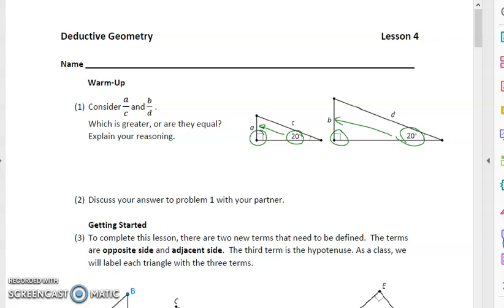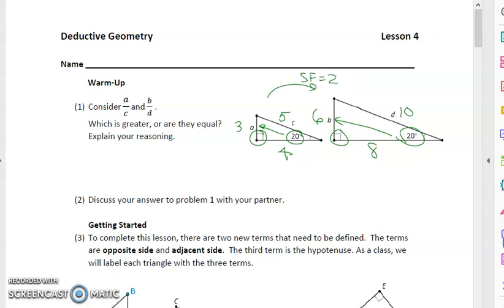So, for example, if I was doing a 3, 4, 5, since 3 squared plus 4 squared equals 5 squared, and I do a scale factor of 2, this would be a 6, this would be an 8, and this would be a 10, if I scale from 3, 4, 5 by 2.